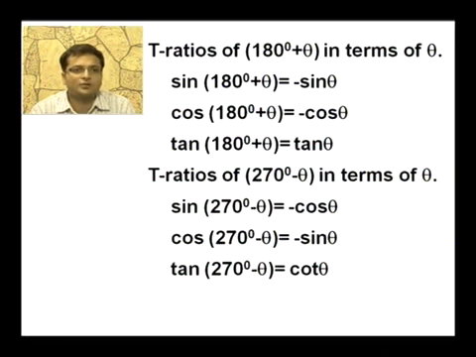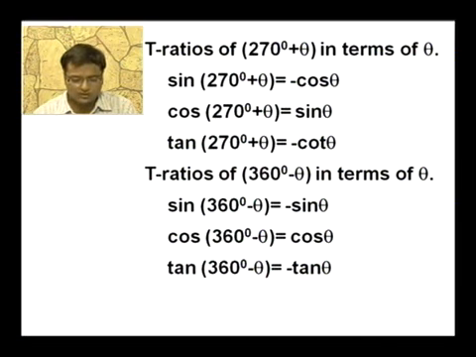The next, trigonometry ratios of 270 degree minus theta in terms of theta. 270 degree minus theta again lies in the third quadrant. So sin 270 degree minus theta: in the third quadrant, sin is negative, so negative sign is there, and with 270 degree sin will change into cos, so it is minus of cos theta. And cos of 270 degree minus theta is equal to minus sin theta, and tangent of 270 degree minus theta is equal to cot theta.